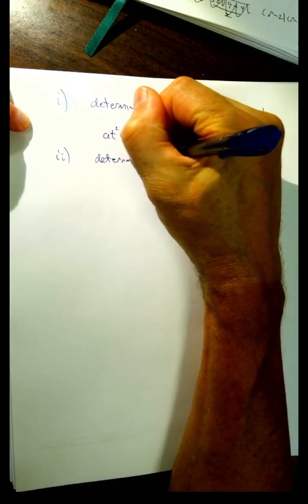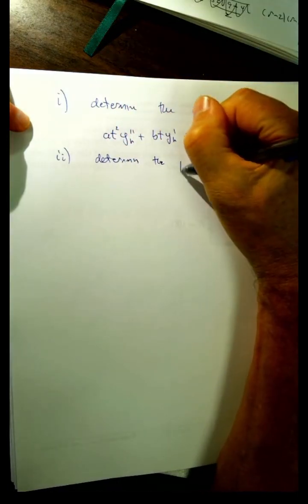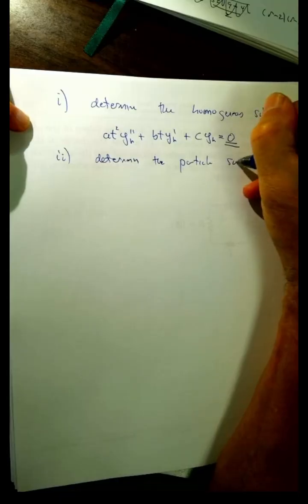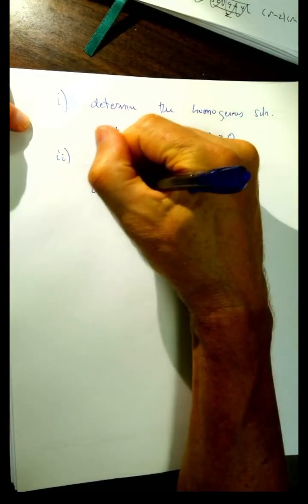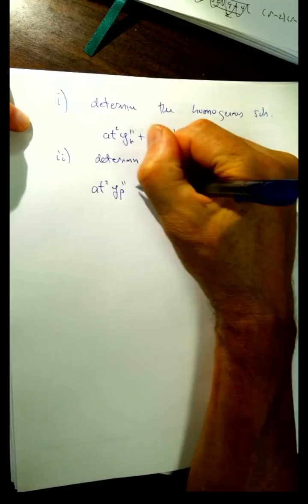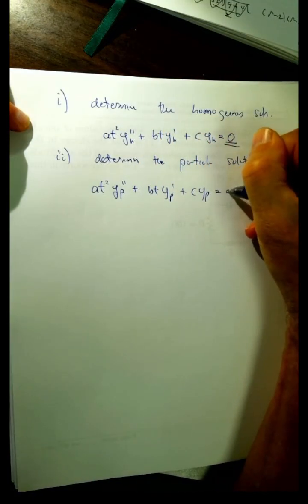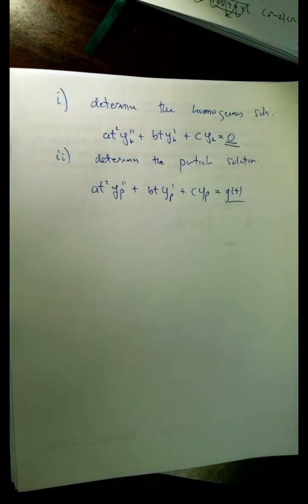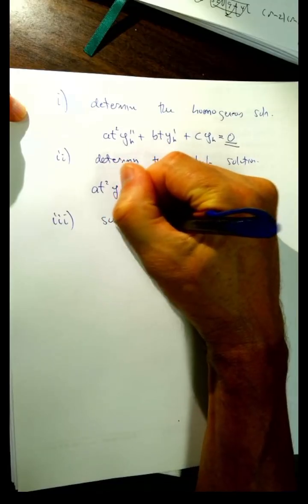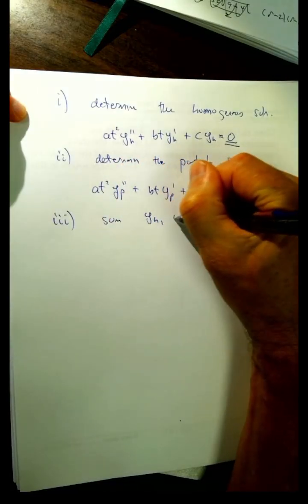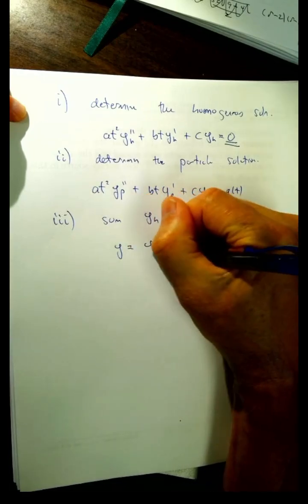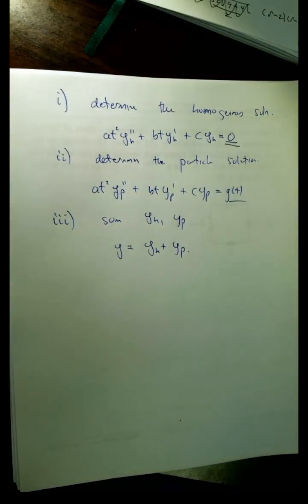So we're going to replace the right-hand side by 0. Then we're going to determine the particular solution. For the particular solution, it's just like we had before. The only difference is that we're going to have our g of t on this side, and we're going to solve this without concern about the homogeneous part. And then when we're all done with this, we're going to sum y h and y p. So our solution is going to look like y h plus y p.